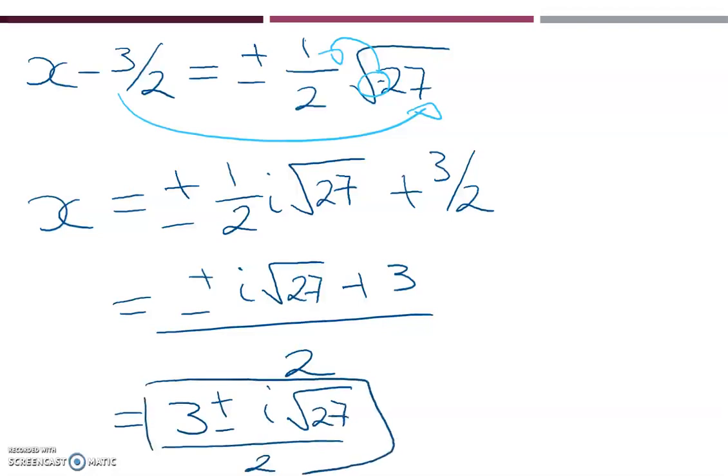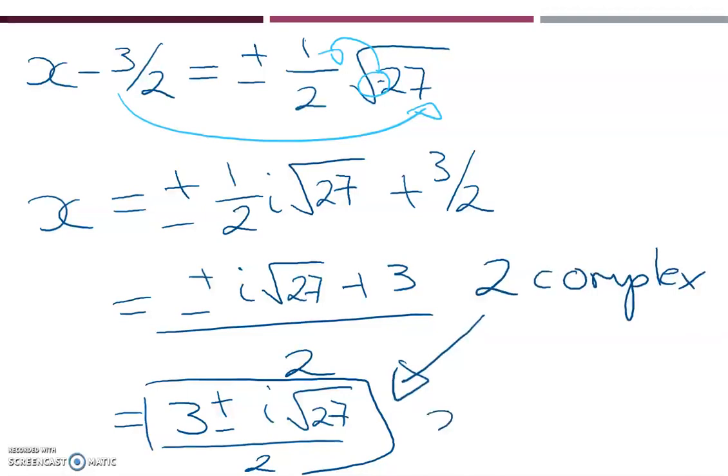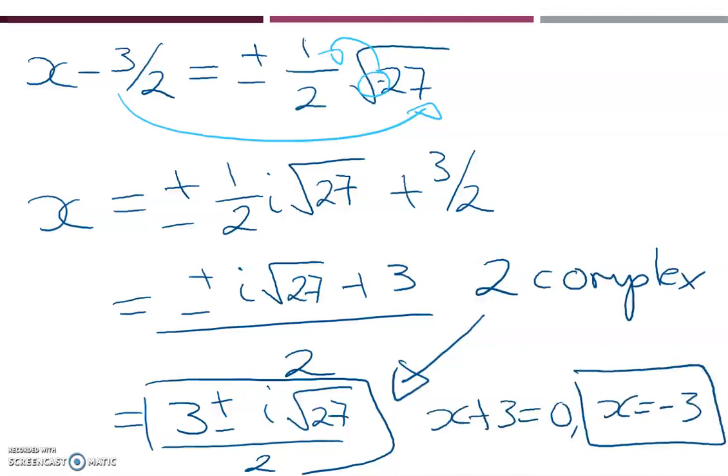Now remember, back to a previous slide, we still had an x plus 3 out the front. So this represents 2 complex roots, but we also had x plus 3, which means x also equals negative 3. That is our real root.